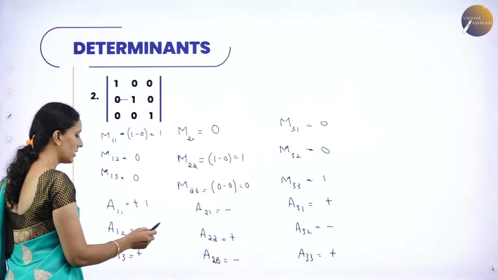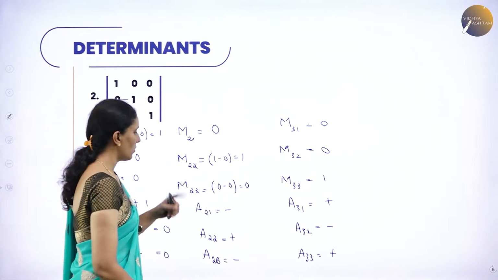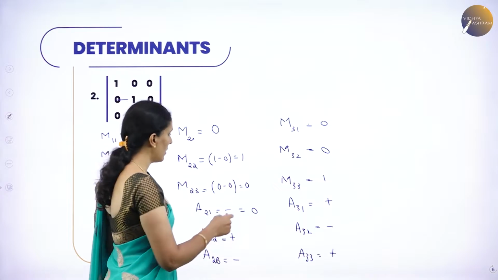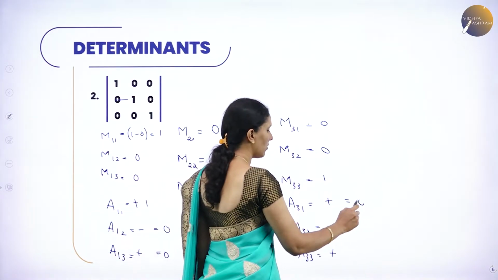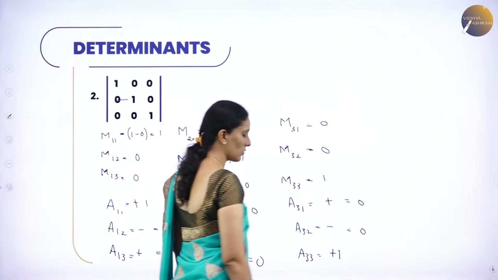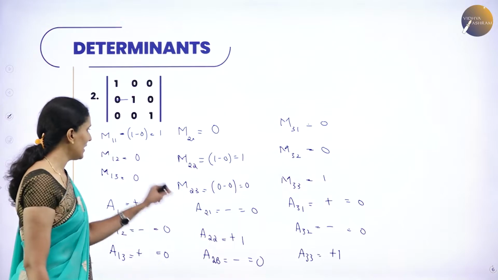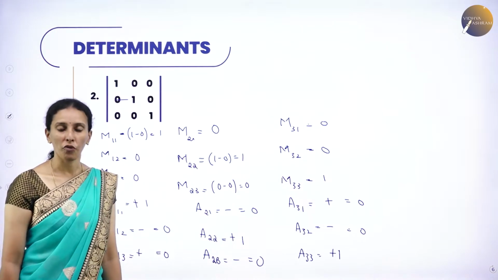So here it becomes 0. The value is 0 here. Here it is 0 again. So for this value, it is equal to 0. No need to put a sign there. Next we have 1. Here it is 0. For this also it is 0 and 0, and it is plus 1. So these are the cofactors. So first assign the sign and write the minors with that sign. That will become the cofactor.